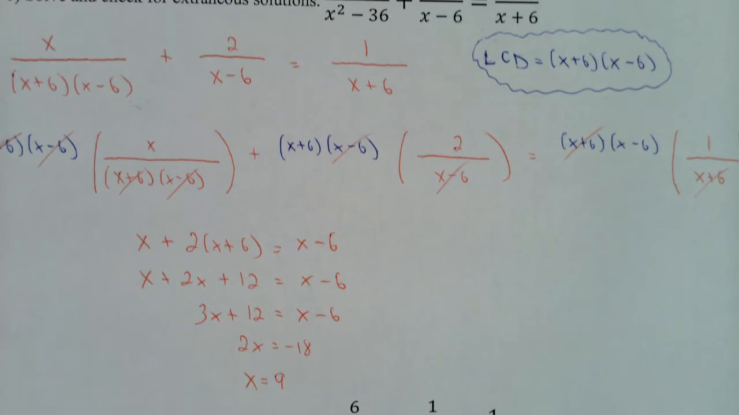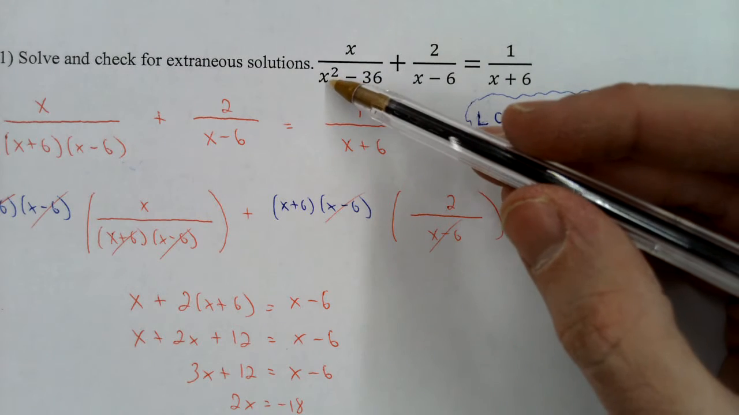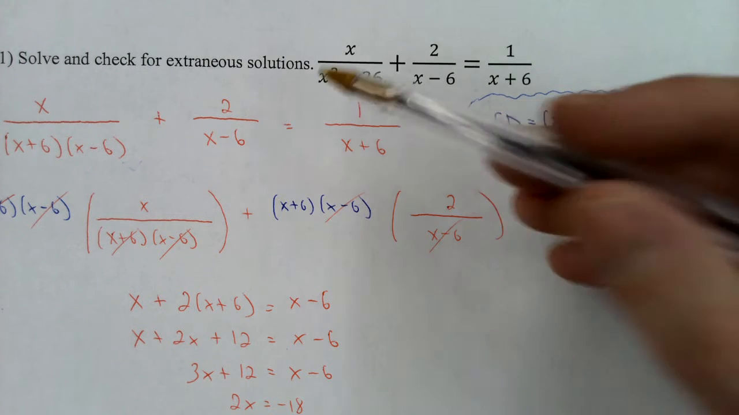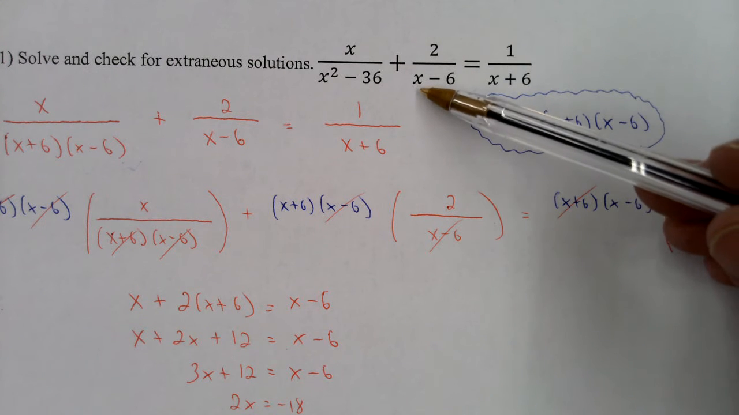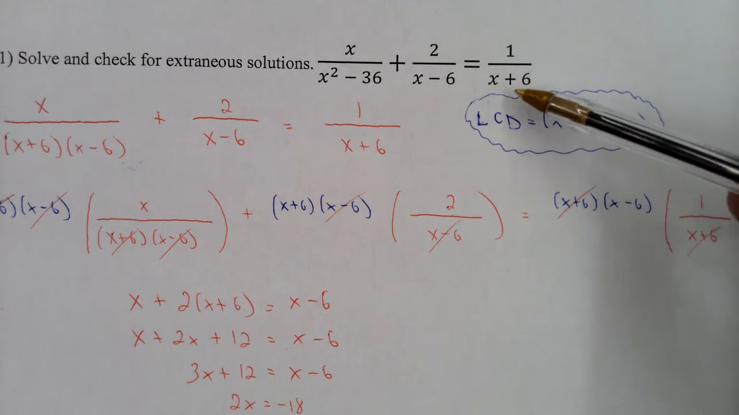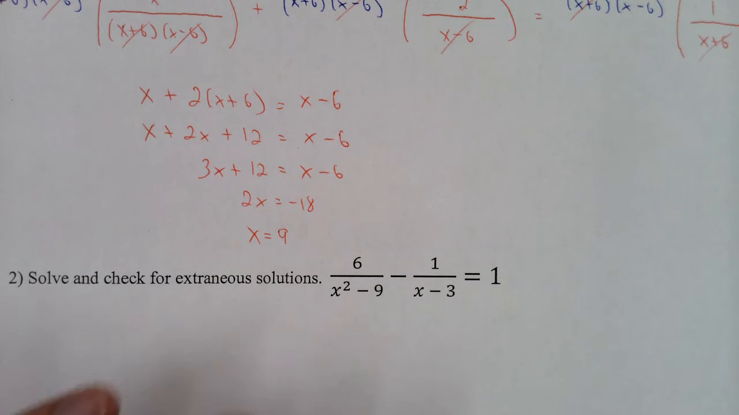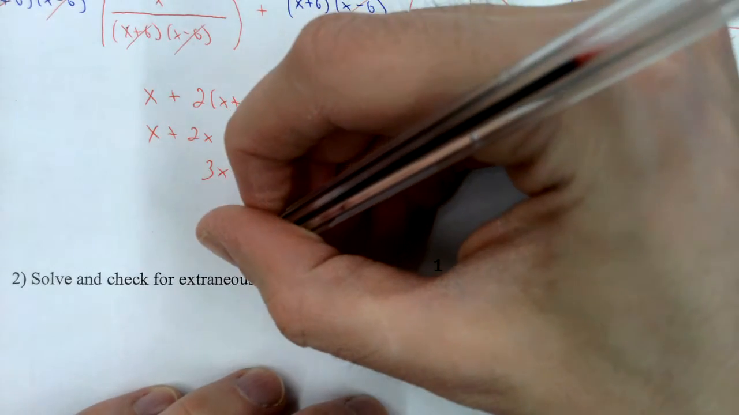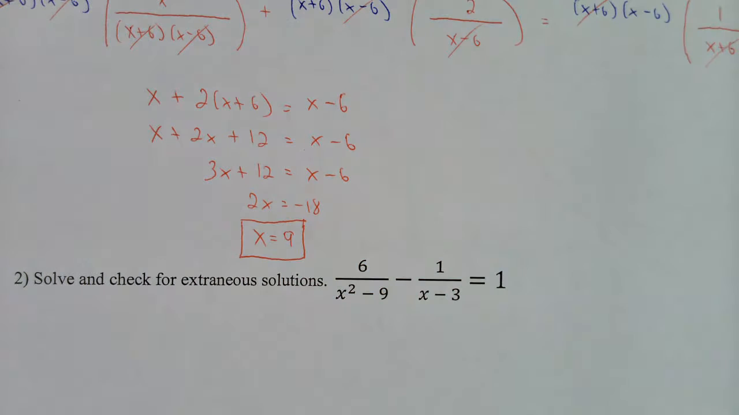You have to double check and make sure it does not make any denominators equal 0. If you substitute x equals 9 here, you have 9 squared is 81. 81 minus 36 is not 0. Okay? If you do 9 minus 6, that's not 0. If you do 9 plus 6, that's not 0 either. So none of the denominators become 0. So x equals 9 is not an extraneous solution. So that is the answer. I'll box that in.